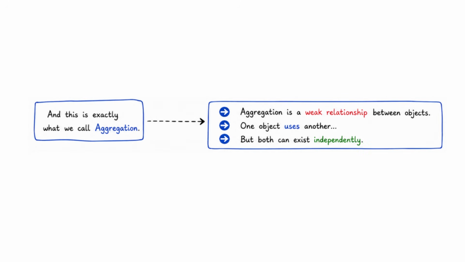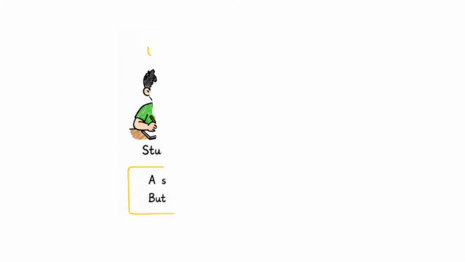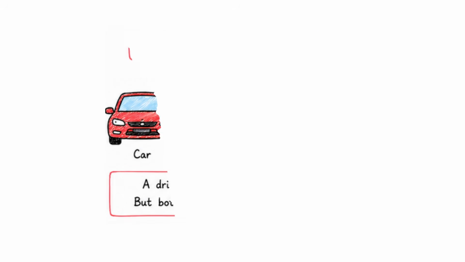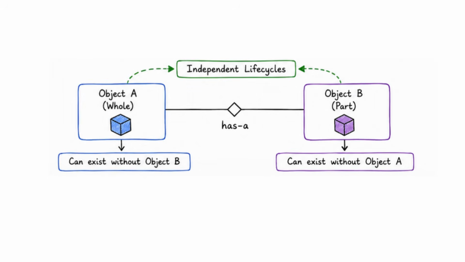Aggregation is a weak relationship between objects. One object uses another, but both can exist independently. Think of it like a phone and SIM card, student and teacher, car and driver. They are connected but can exist separately. So aggregation means a has-a relationship, but with independent life cycles.